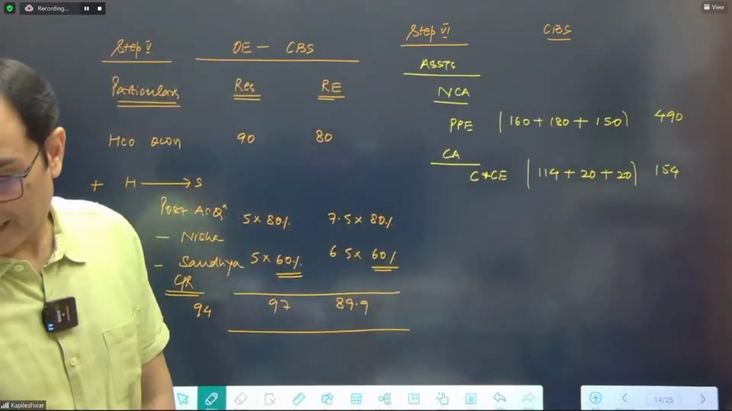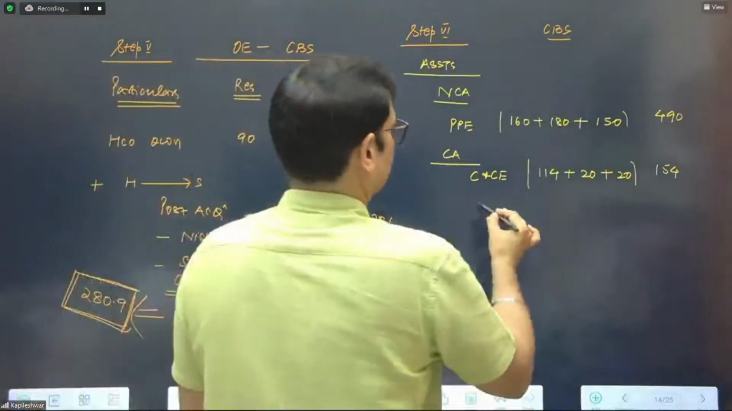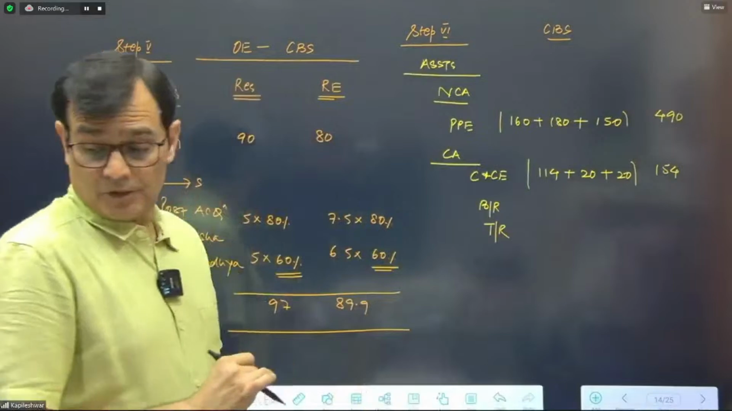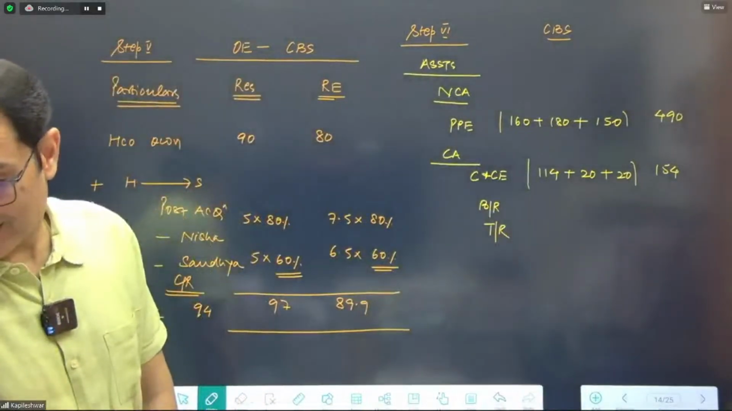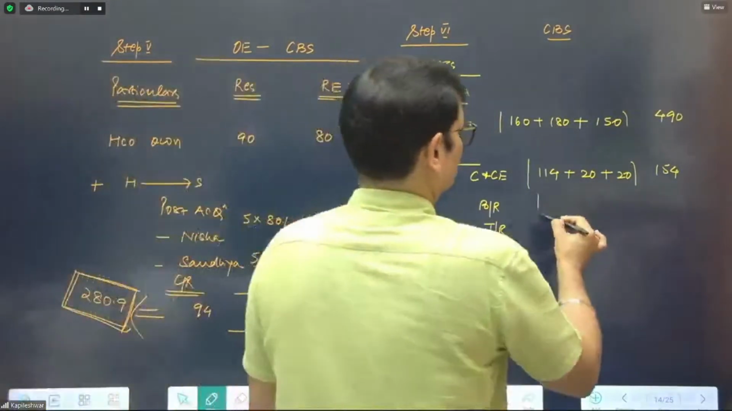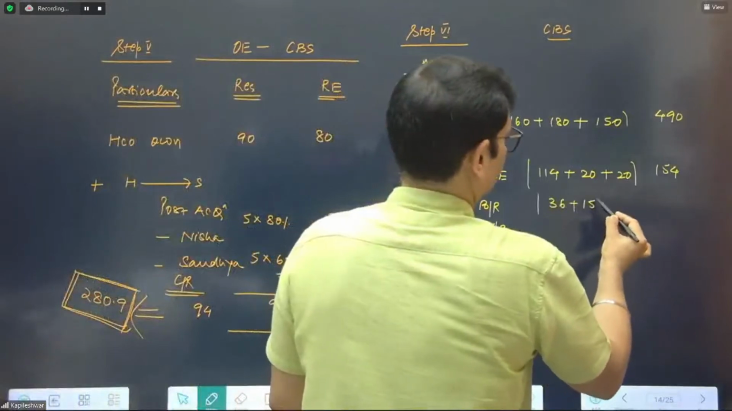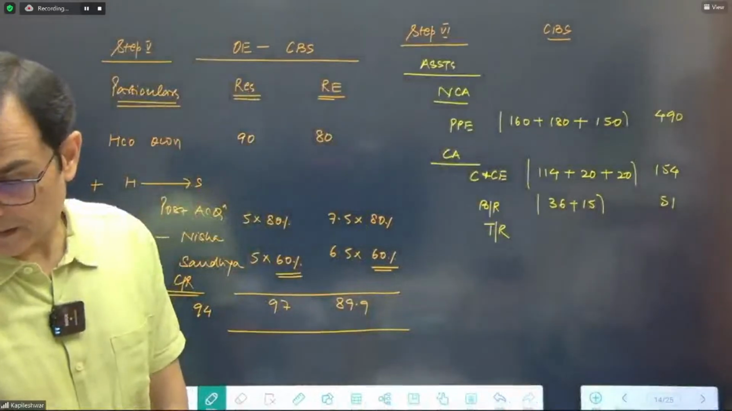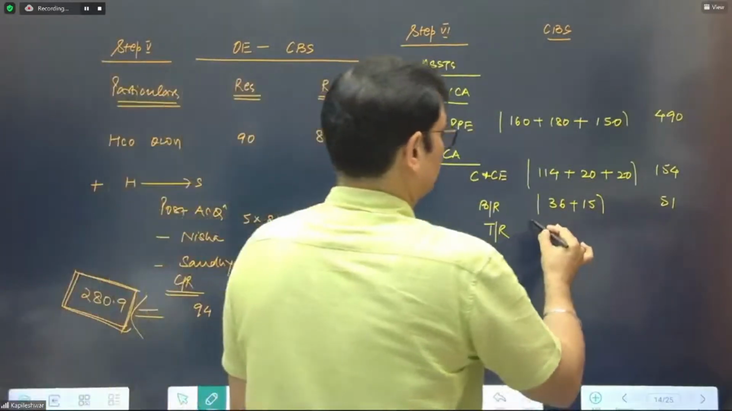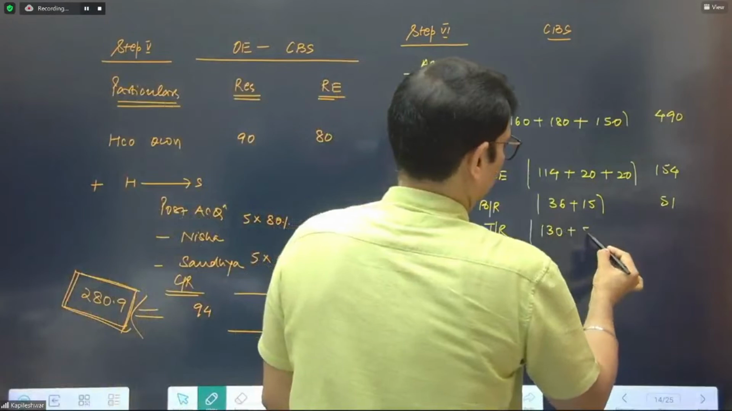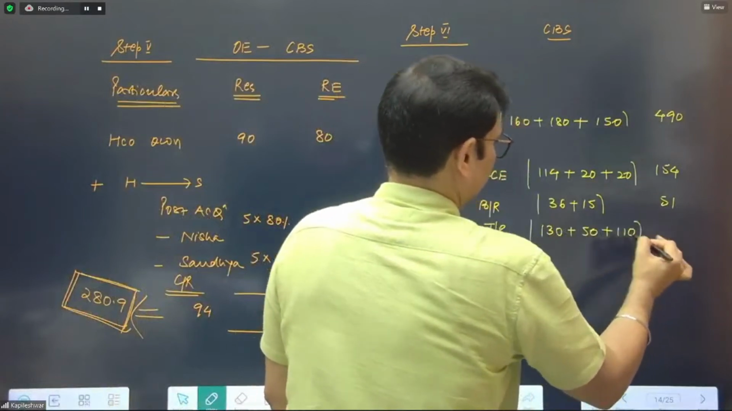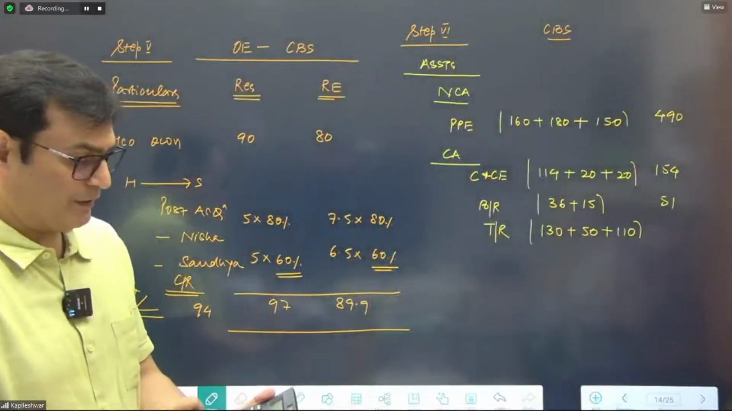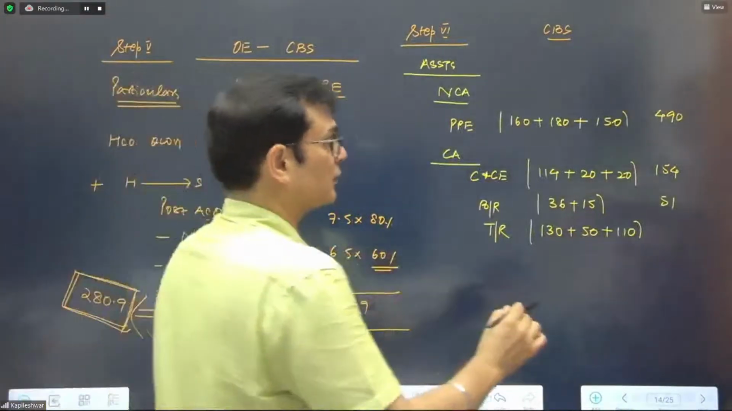Then there is a bill receivable and a trade receivable. So let's take the bill receivable and the trade receivable. In terms of the bill receivable, it is 36 plus 15. So that works out at, I guess, 51. Then there is a trade receivable, 130 plus 50 plus 110. That's the trade receivables. So that is 130, 50, and 110. That's 290.